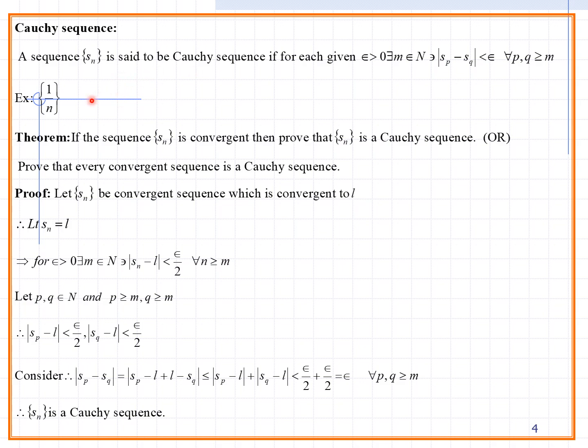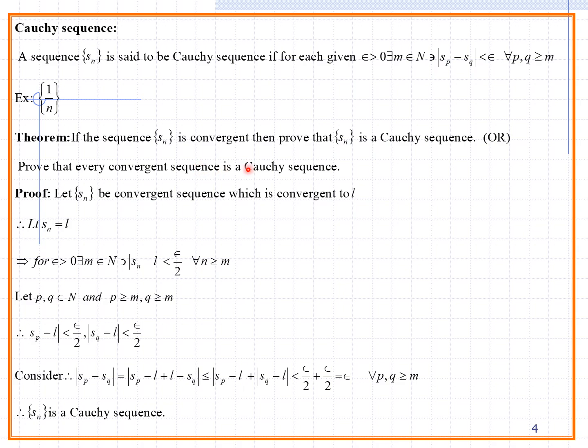Example: 1 by n. Why can we take 1 by n? Because fractions are always near to 0 values, for example 0 point something. That's why I take the example 1 by n. Now the theorem: if the sequence Sn is convergent, then prove that Sn is a Cauchy sequence. What does convergence mean? Modulus Sn minus L less than epsilon. Once Sn is convergent, you can say it is a Cauchy sequence. That is, prove that every convergent sequence is a Cauchy sequence. If a sequence is convergent, it is automatically a Cauchy sequence.